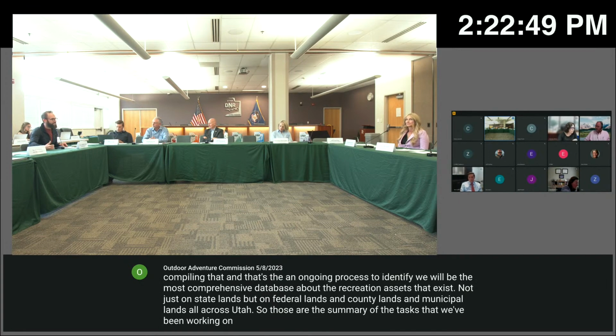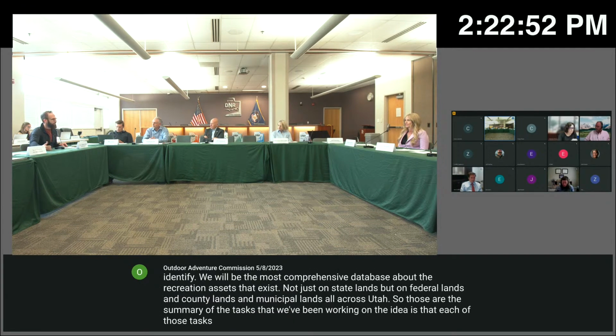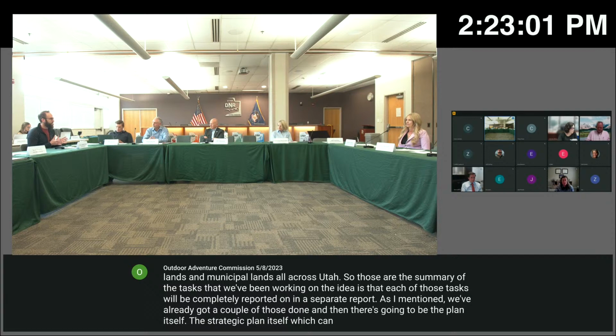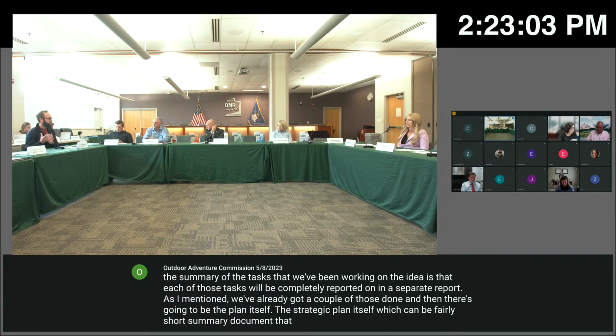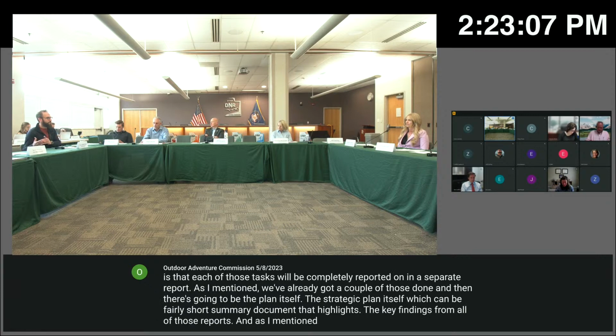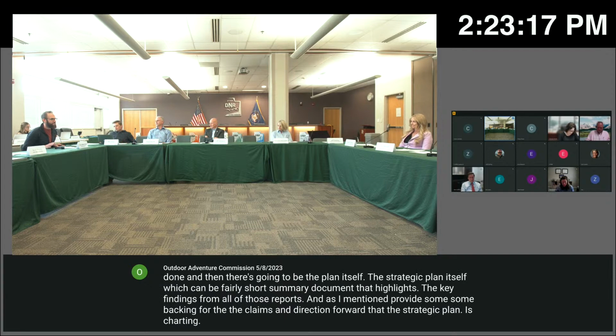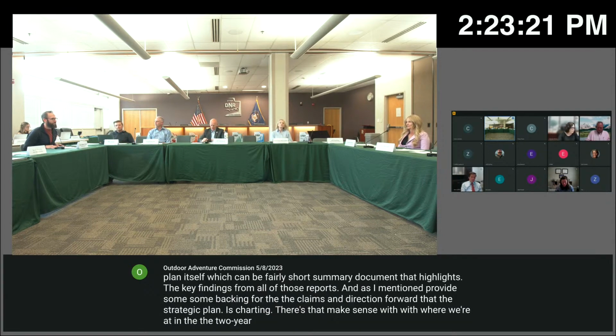The idea is that each of those tasks will be completely reported on in a separate report. As I mentioned, we've already got a couple of those done. And then there's going to be the plan itself, the strategic plan itself, which is going to be a fairly short summary document that highlights the key findings from all of those reports, and provides some backing for the claims and direction forward that the strategic plan is charting. Does that make sense with where we're at in the 2-year process of developing the strategic plan?